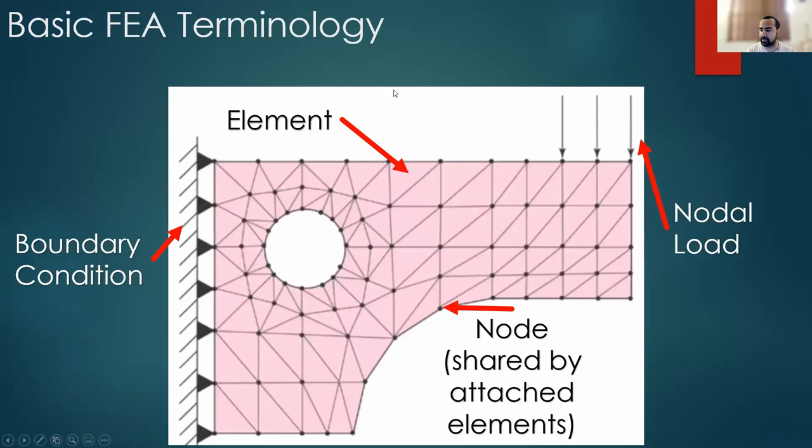So once again, to reiterate, the basic FEA terminology you'll probably hear: you have your model, it's broken up into small little what are called elements, and each element has a bunch of nodes which are shared between the elements. You have boundary conditions that describe how the edges of your model are behaving. So in this case, this boundary condition is fixing it to this wall as if it was glued up against the wall, preventing it from motion.